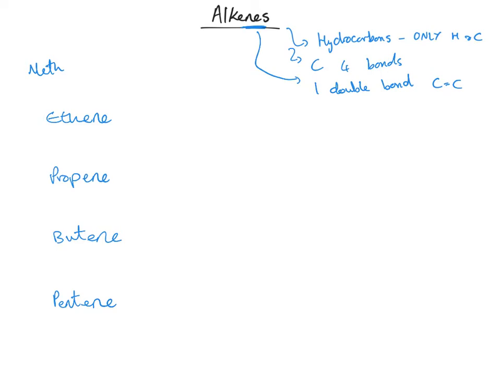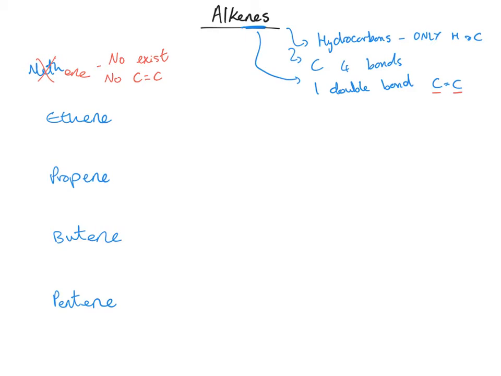Now, the interesting thing here is you can't have a methene because the double bond is between the carbons, and meth means you've only got 1 carbon. So you can't have a carbon-carbon double bond. So methene does not exist because there's no carbon-carbon double bond. So pause it now, try and draw the rest. Try and draw ethene, propene, butene and pentene only using the information that I've given you and see if you can work it all out.